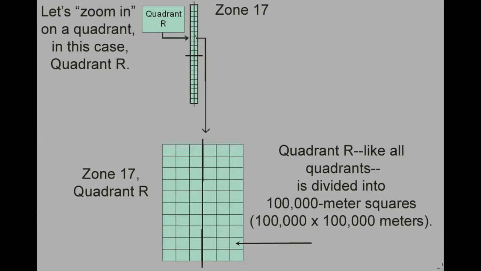Okay, so now let's zoom in on a particular quadrant. In this case, we'll say quadrant R. So we're in zone 17, and here is quadrant R. We're going to zoom in on quadrant R, and we can see that quadrant R, like all quadrants, is divided into individual 100,000 meter squares. So each one of these little squares here is 100,000 meters times 100,000 meters.